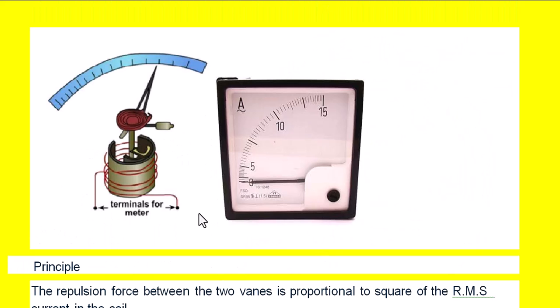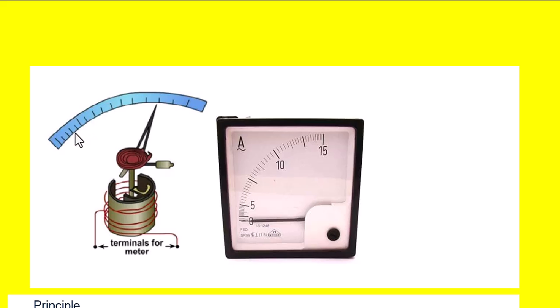So here is the actual diagram, the real diagram. Here is the fixed vane, whereas this spindle carries the movable vane, and this is the pointer and this is the spring which provides the control torque. And this is the scale that can also be seen in a real ammeter like this. So look at this scale here. The scale is compressed at the beginning, whereas in the middle it becomes expanded. Again, when it goes to the end, it is slightly compressed.